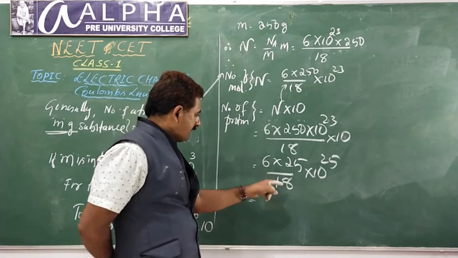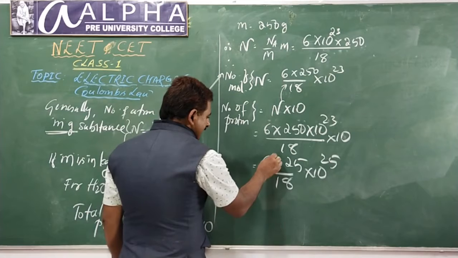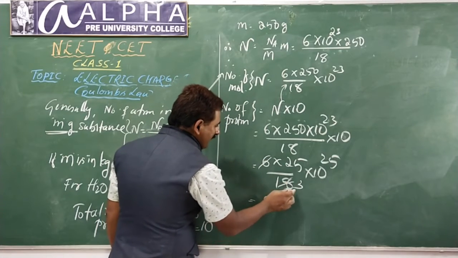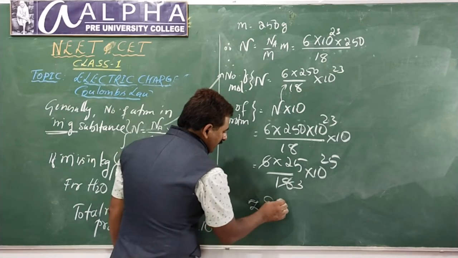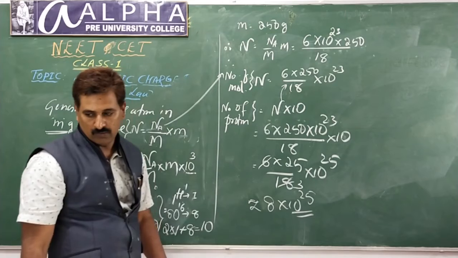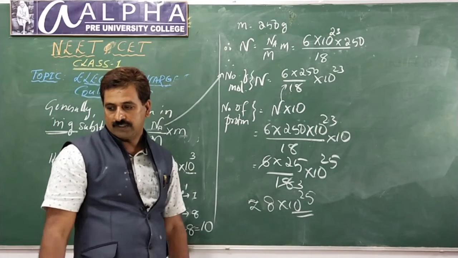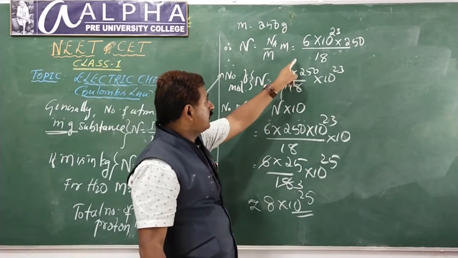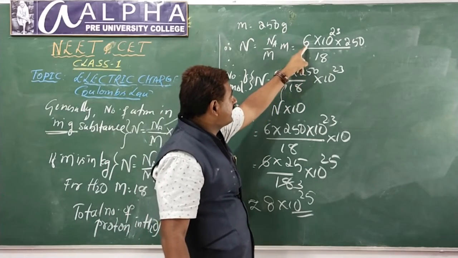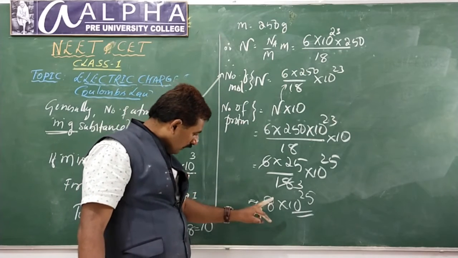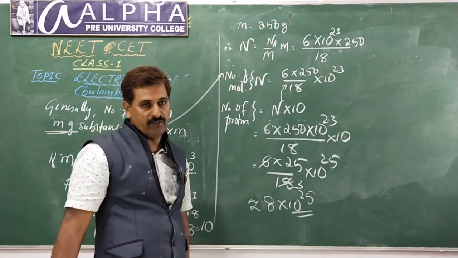Here, 6 is a common factor. 6 3s are 18, so this is nearly 8. 8 3s are 24, so nearly 8 times 10 to the power 25. Around this you should get the value. I have approximated the value: I have used 6 instead of 6.023 times 10 power 23, therefore I must get a value around 8 times 10 power 25.